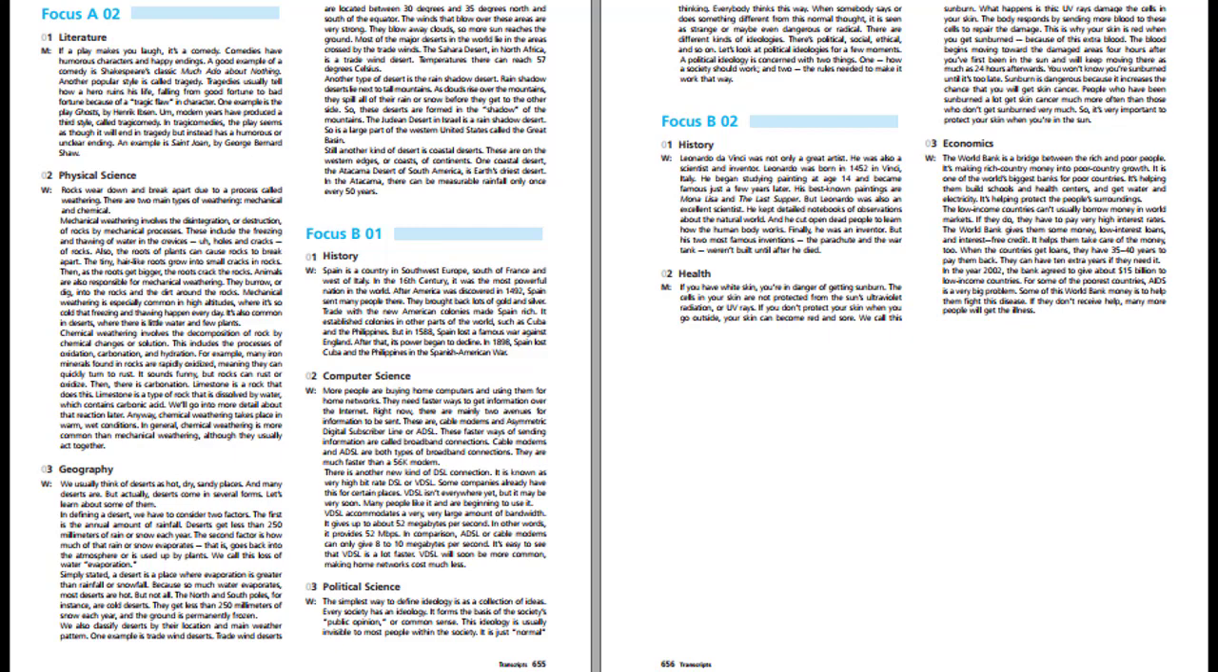Some companies already have this for certain places. VDSL isn't everywhere yet, but it may be very soon. Many people like it and are beginning to use it. VDSL accommodates a very, very large amount of bandwidth. It gives up to about 52 megabytes per second. In other words, it provides 52 Mbps.